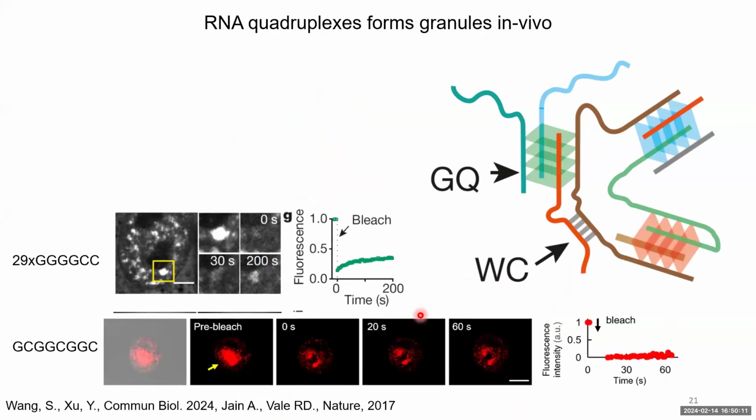This new structure is particularly interesting because recent studies have shown that RNA quadruplexes can form granules in vivo, both for long quadruplex-forming sequences as well as short sequences that can form condensates in vivo that have a more solid-like property, seen from these fluorescence recovery after photobleaching experiments where they don't fully recover to the initial fluorescence activity, both for the long and the short PUG sequence.